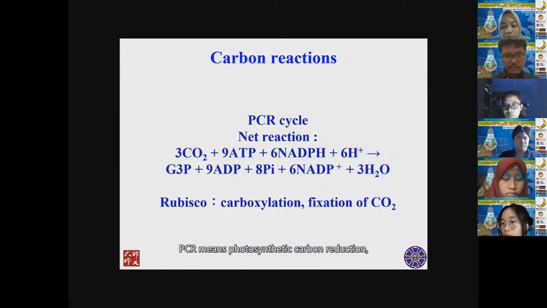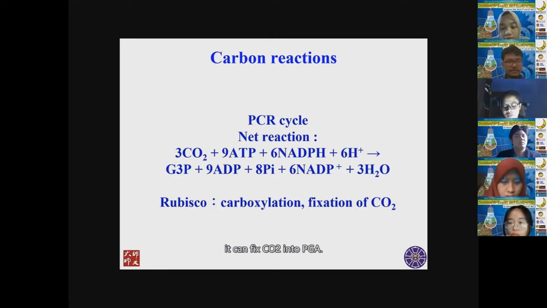PCR means photosynthetic carbon reaction, also called the C3 cycle, Calvin cycle, or reductive pentose phosphate cycle. The whole process will end with synthesis of C3, glyceraldehyde-3-phosphate, which will undergo several reactions and transfer into glucose. Rubisco is an important enzyme in the process. It is also the most abundant enzyme in the world. It can fix carbon dioxide into PGA.